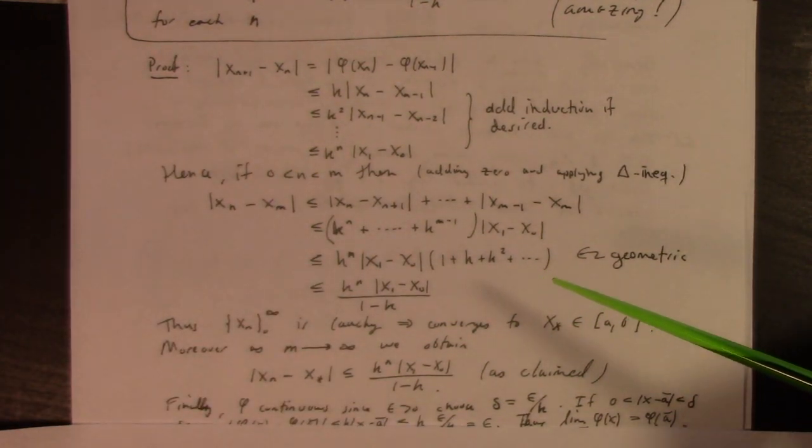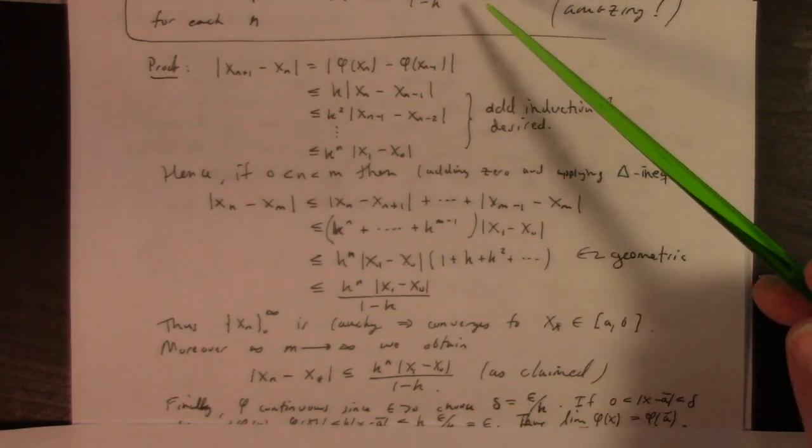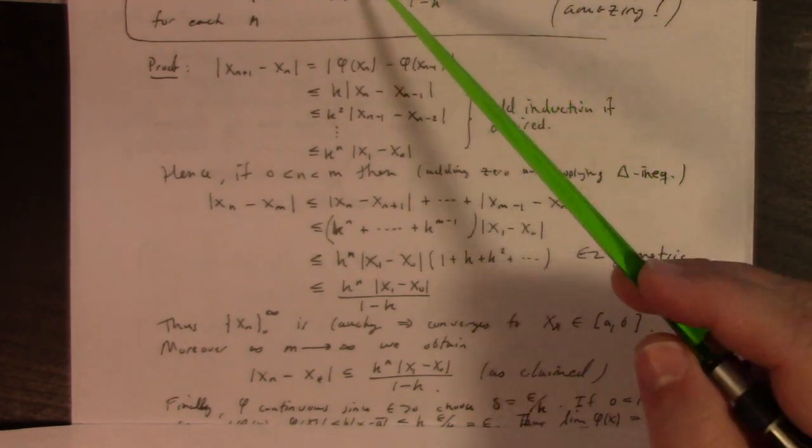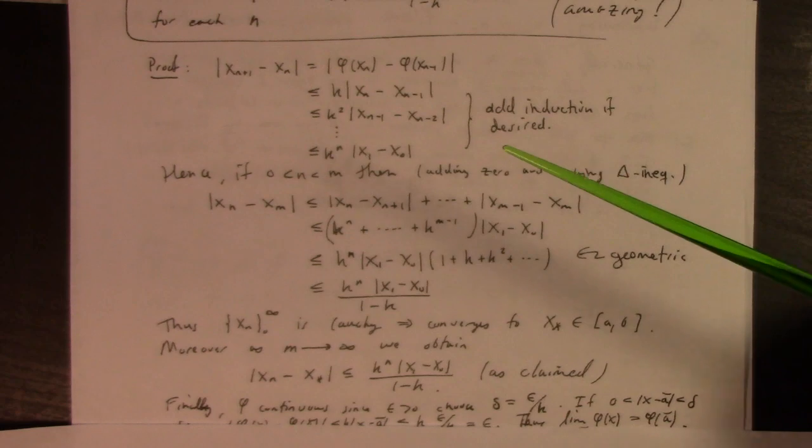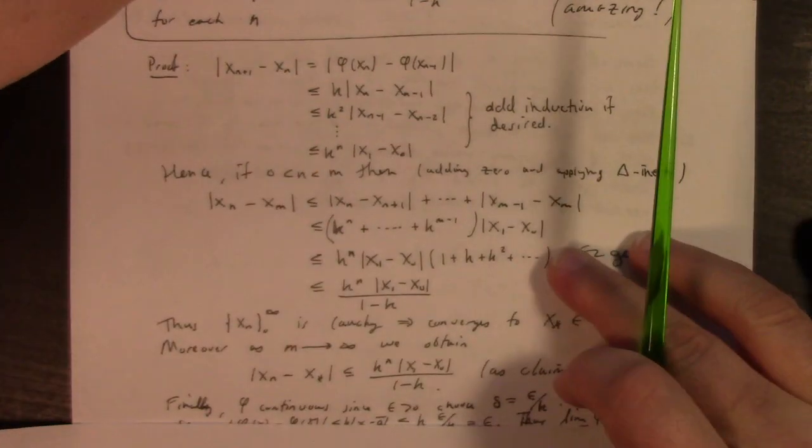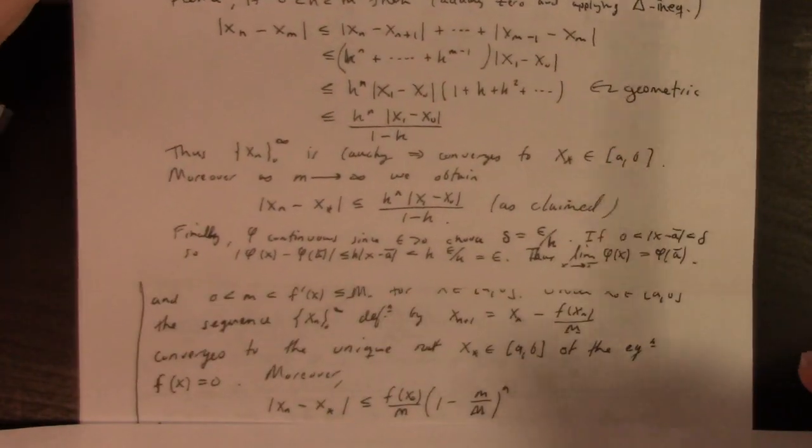As n goes to infinity, this goes to 0, which is to say that x_n goes to x star. So, right. What's left to prove then?